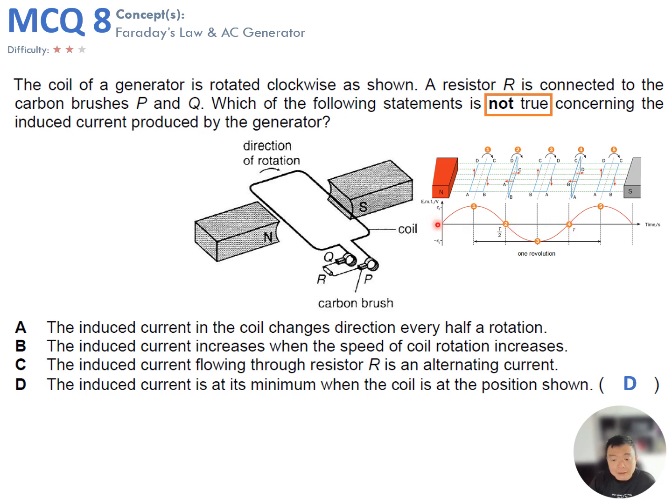So we have to be clear on how we can sketch this graph, and also identify the different positions of the coil. And lastly, if you notice, the direction of the induced current or induced EMF changes every half a cycle. So over here you get positive current or positive EMF, then after half a cycle you get current moving in the opposite direction. So that's why option C is a correct statement. The induced current in the external circuit is an alternating current that alternates direction every half a cycle.